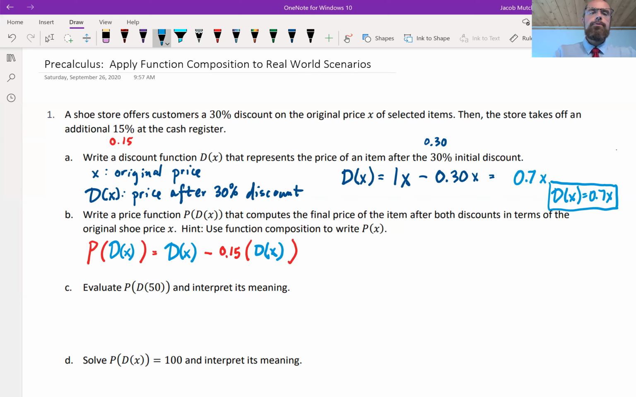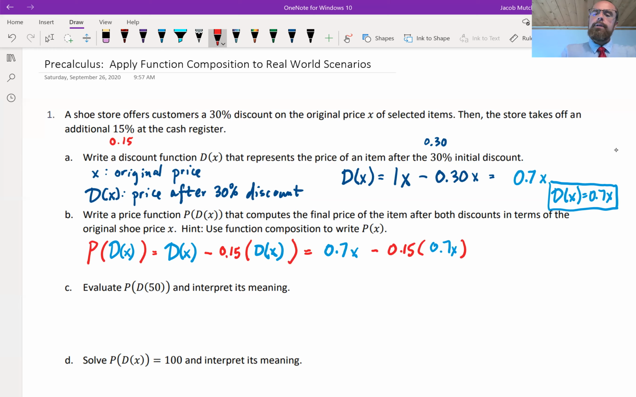Now I want to make a substitution that includes, instead of simply that general d of x, specifically what we just wrote in part A, 0.7x. So this is now equals, substitute 0.7x for d of x minus 0.15 and substitute that 0.7x again. And that is in truth my composite function, the price of the shoes after both the 30% and the 15% discount. I want to simplify that.